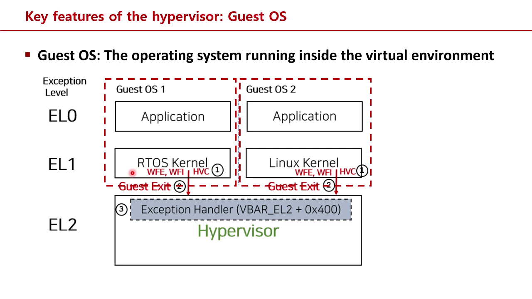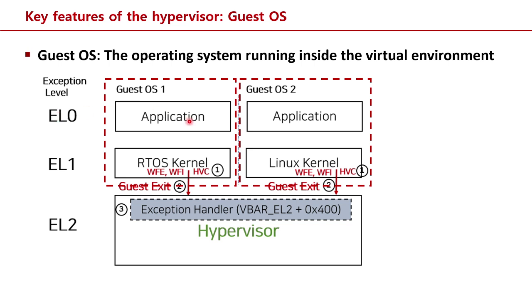This slide will show you how the hypervisor architecture is organized, and I'm going to explain the details of each component. There are two guest OS, and the first guest OS is here. Please take a look at this. The first guest OS consists of two software stacks. The real-time operating system kernel is running at exception level 1, and the user application is running at exception level 0.